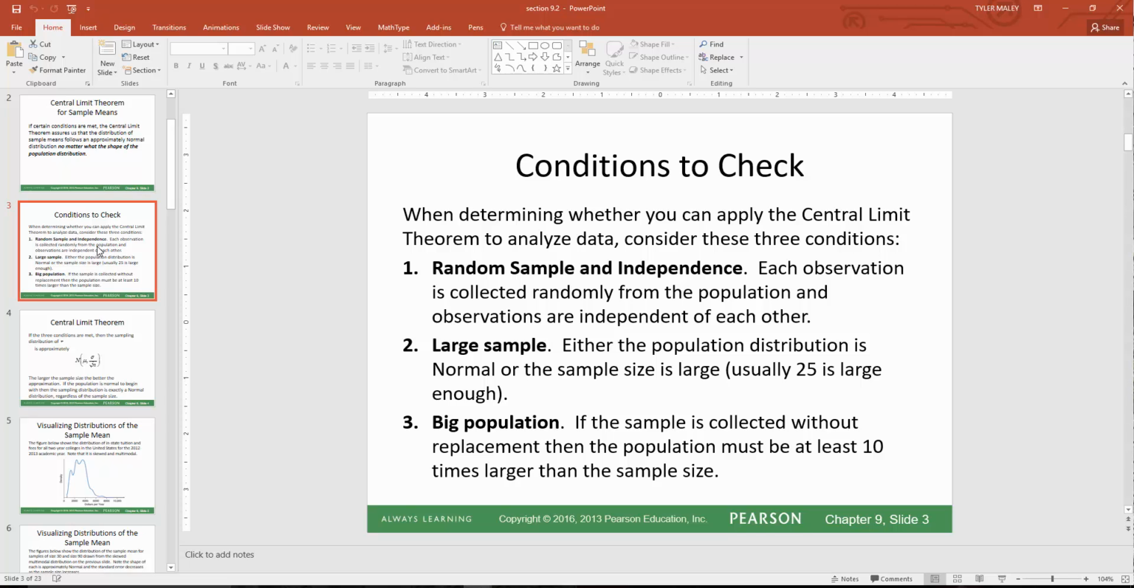I've seen in a lot of texts where they use 30. So 25 we'll use because that's what our text uses, but again, some other statisticians might say no, you need at least 30. So there is some variability there. And then the big third thing is we need a big population. This is similar to the last chapter. We need the sample collected without replacement to be at least 10 times larger than the sample size.